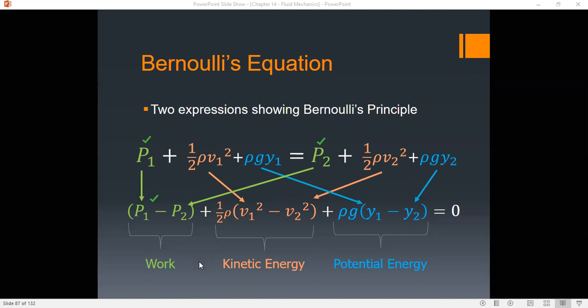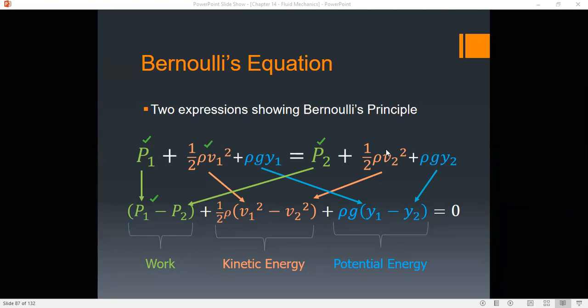the change in pressure. Now, pressure can be thought of as work, okay? Work is force times distance. But again, this is energy per unit volume, so this would be work per volume. Later on, we'll see that pressure is actually equal to work divided by volume. So that first term right there can be thought of as the work equation that we oftentimes use.